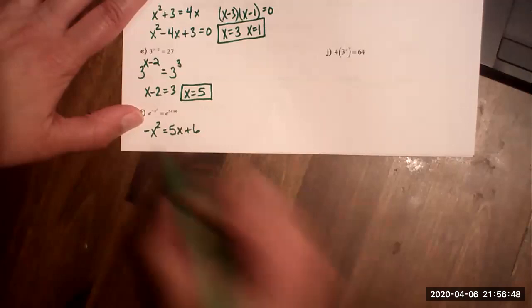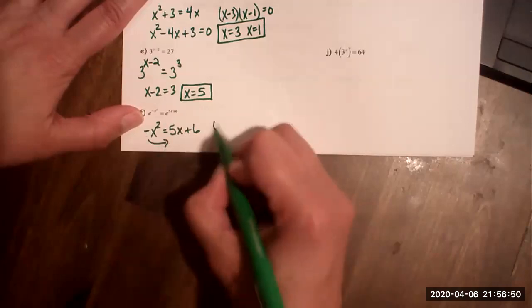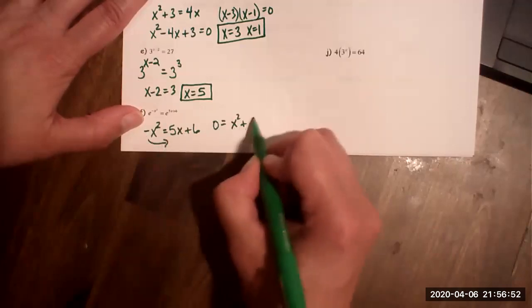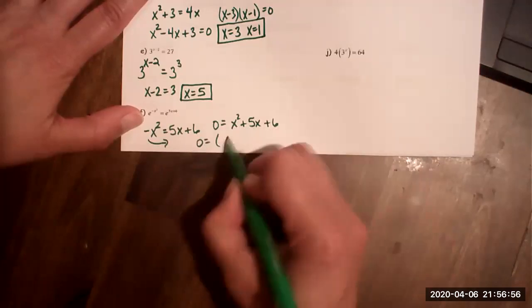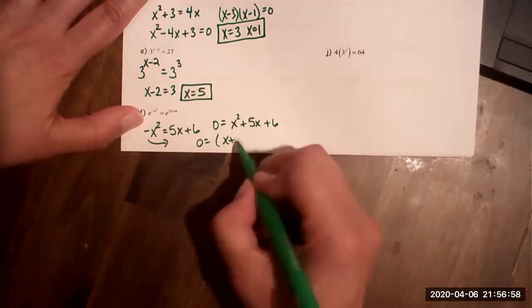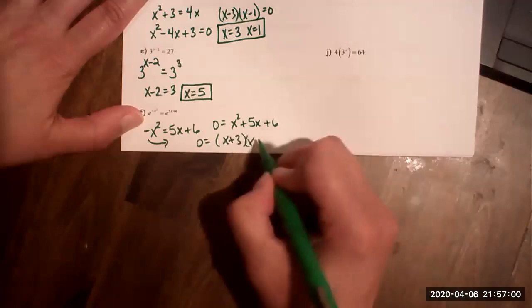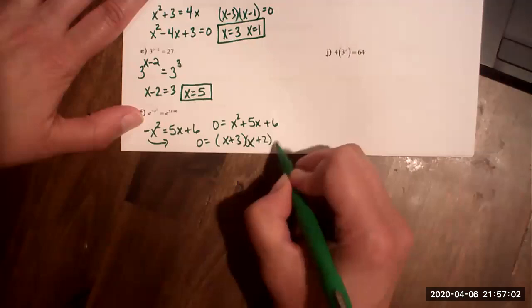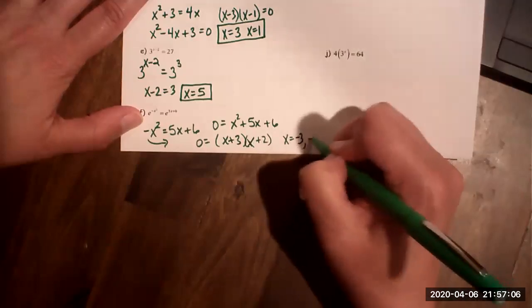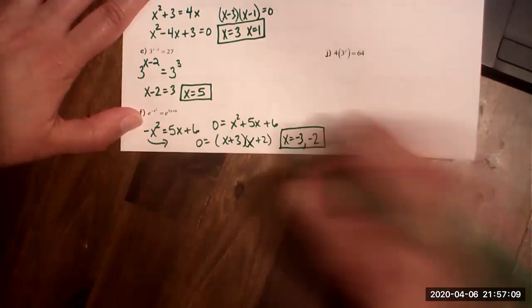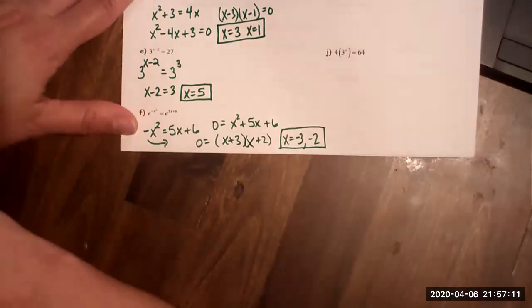This one's going to be easier if I move the x squared over here, so it makes it positive. Factor that. Let's see, x plus 3, x plus 2. So my answer to this problem would be -3 and -2.